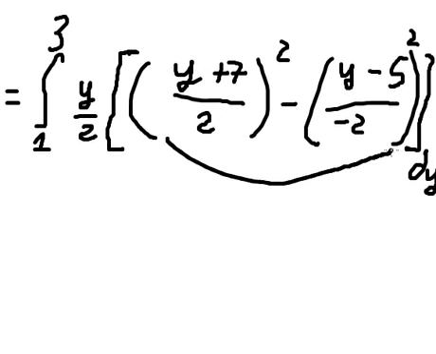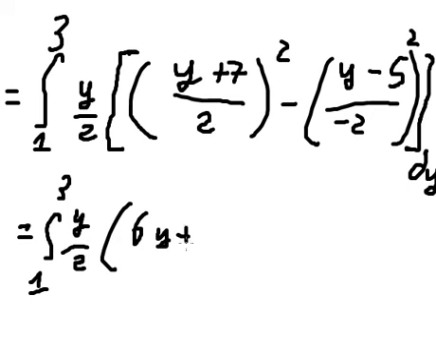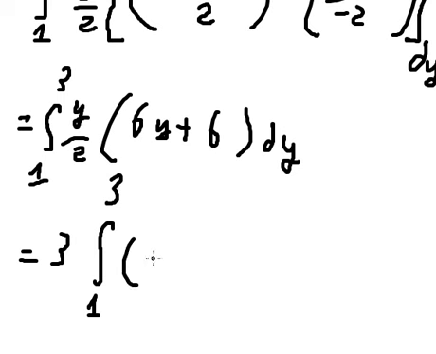So we need to expand this one, and we simplify like this. We have 6y plus 6. So 6 divided by 2, we have 3. And we have the integration from 1 to 3. y multiplied by y, we have y squared. The next one, we have y.